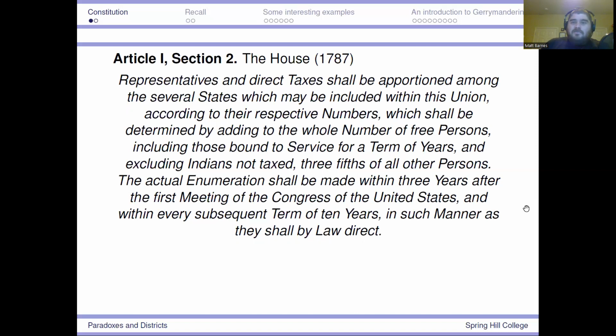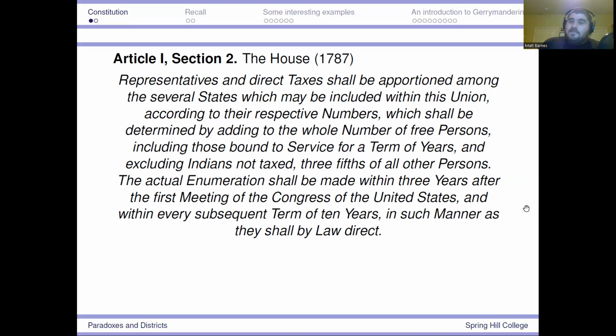Representatives and direct taxes shall be apportioned among the several states according to respective numbers, which shall be determined by adding the whole number of free persons, including those bound for a service for a year of terms, so indentured servitude, and excluding Indians not taxed, 3/5 of all other persons. The actual enumeration shall be made within 3 years after the first meeting, and then every subsequent 10 years. So that's why we have a census every 10 years.